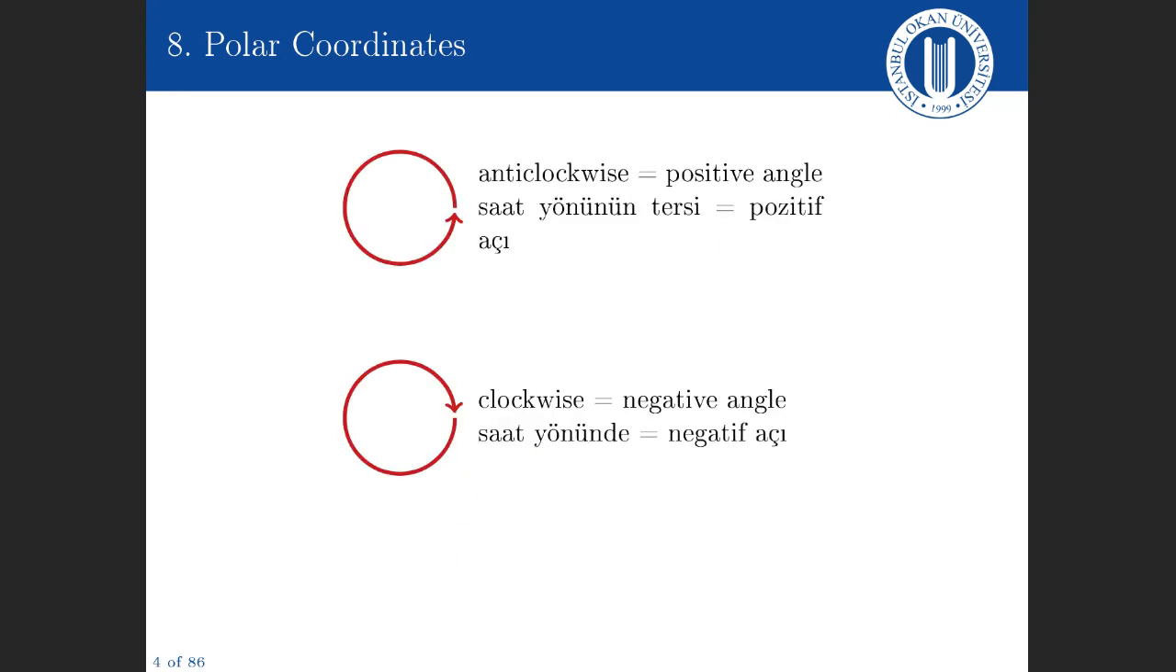We need a convention for the angle. When we measure angles anti-clockwise, we're going to say that the angle is a positive number. If we measure angles in a clockwise direction, then we're going to say that we have a negative angle.